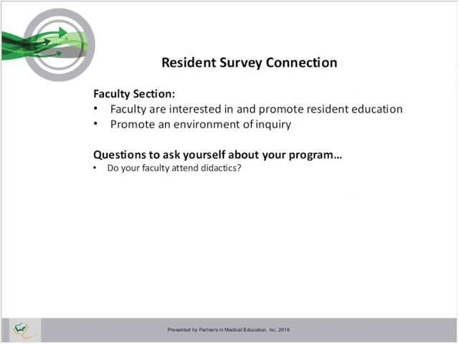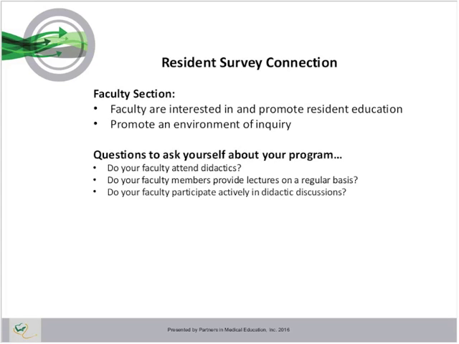Do your faculty attend didactics? Do your faculty members provide lectures on a regular basis? Do your faculty participate actively in didactic discussions? If you can answer those questions in the affirmative, then you are in a pretty good place, and you should reaffirm these issues. The faculty do attend our didactics, the faculty members provide lectures on a regular basis, and they actively participate, prior to that resident survey, so that residents can keep that in mind when they're thinking about, is the faculty interested in and promoting resident education and promoting an environment of inquiry?